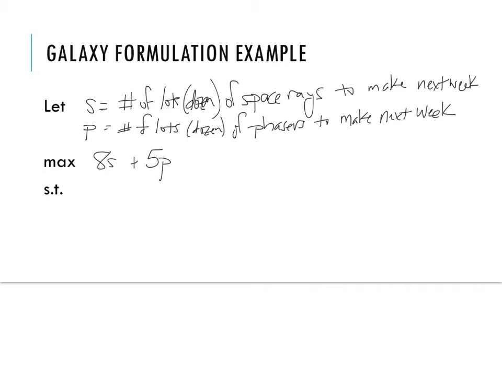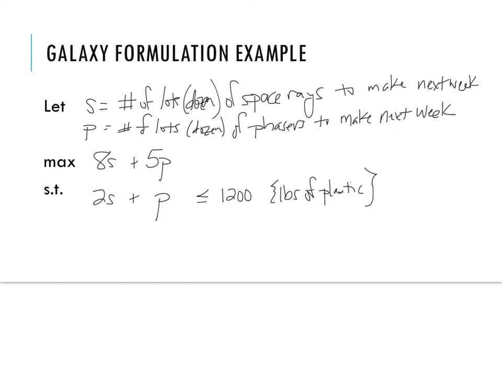And then we need to come up with our constraints, subject to a bunch of constraints. So the first one we could look at is plastic. We had a total of 1,200 pounds of plastic, so this is pounds of plastic. And we want to stay under that. And it takes 2 pounds for each space ray and only 1 pound for each phaser, so I'm not going to put the 1 in front of it this time.